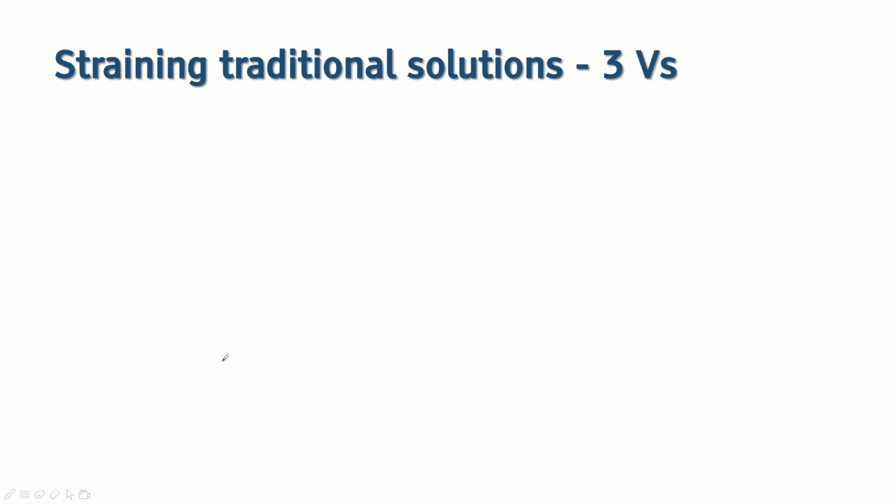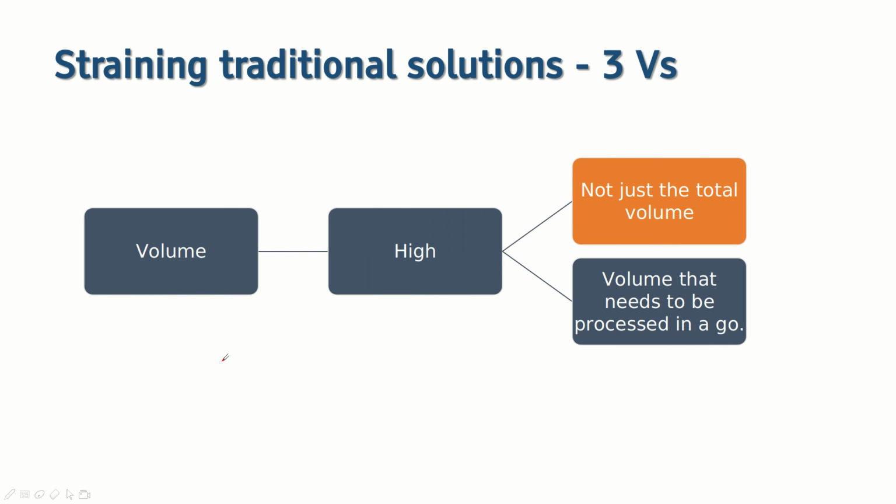So here I'm going to invoke the famous 3 V's of big data, starting with volume. So what do you think the volume of the data should be to strain our computer? It should obviously be high. But what is very important to understand here is that it's not just enough that your total volume of the data is very high.